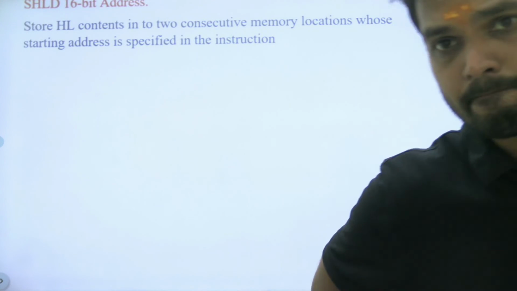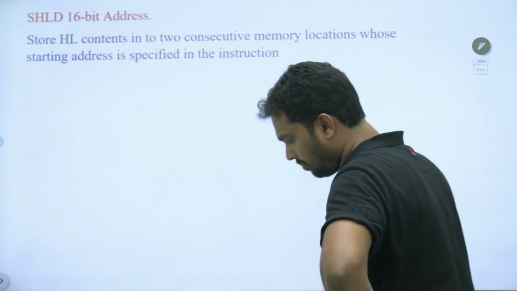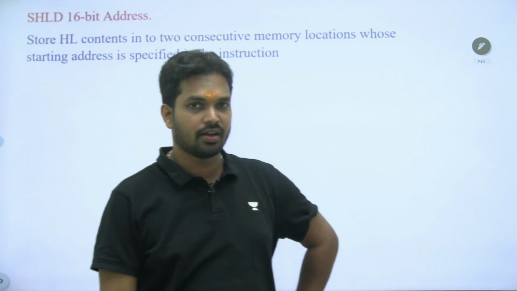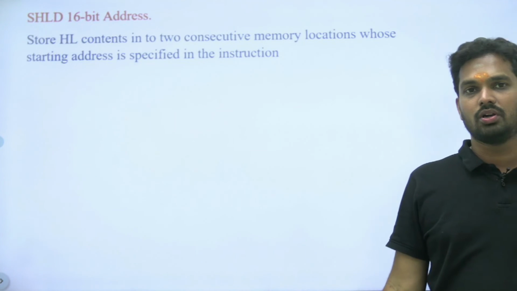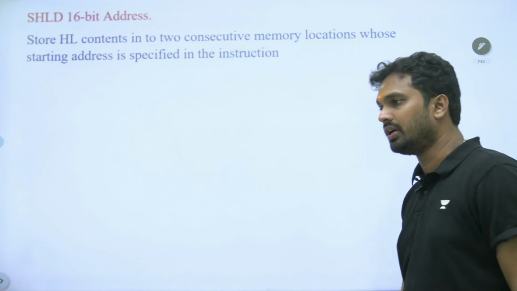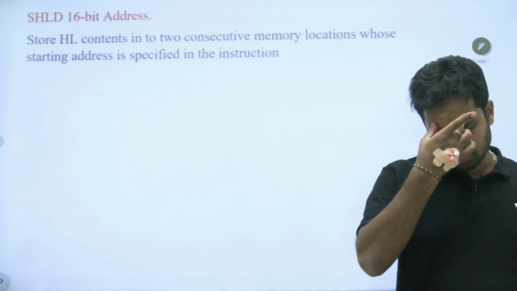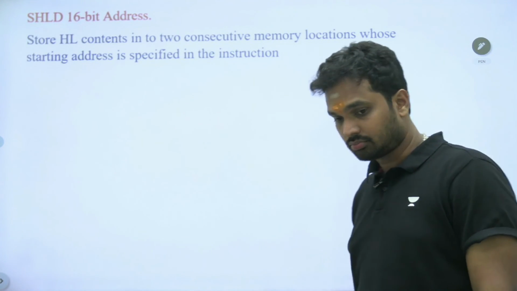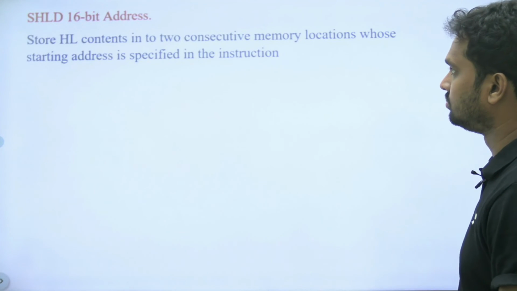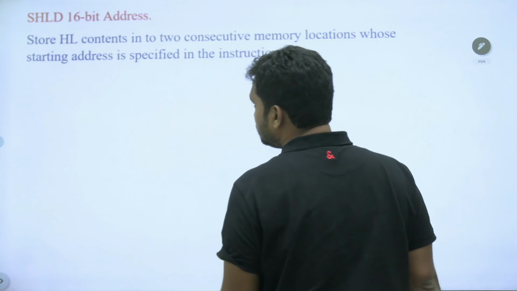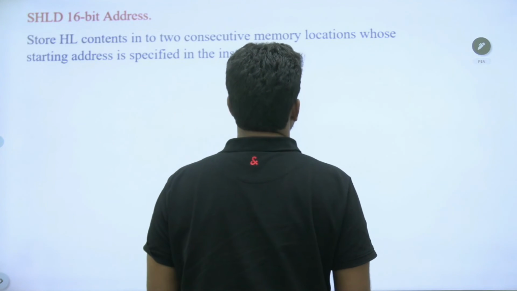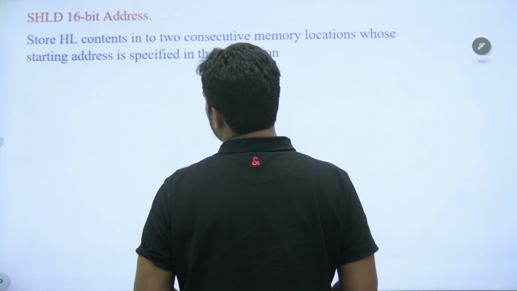Just a moment. Load and store are always complementary to each other. Load is copying to the accumulator, store is copying the content of the accumulator to others. The same way here, load copies to HL, store copies from HL to two consecutive memory locations. Consecutive means two side by side locations. Store the HL contents into two consecutive memory locations whose starting address is specified in the instruction.